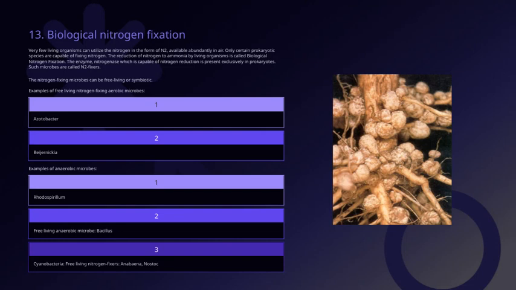Let's talk about biological nitrogen fixation now. As you can see, some microbes are capable of fixing nitrogen either freely or through symbiotic relationships. For example, cyanobacteria like Anabaena and Nostoc are free-living nitrogen fixers, and they play a vital role in enriching the soil with nitrogen. Then, there are other microbes like Bacillus and Rhodospirillum, which are anaerobic microbes. They thrive in environments without oxygen and also contribute to nitrogen fixation. On the other hand, some microbes are aerobic, meaning they require oxygen, and examples include Azotobacter and Beijerinckia.